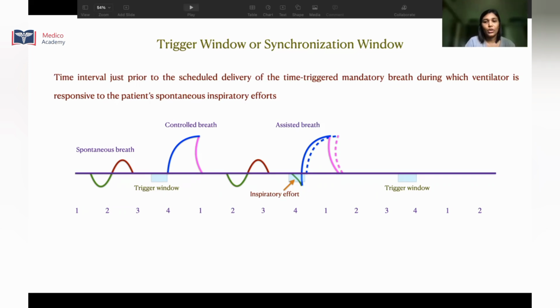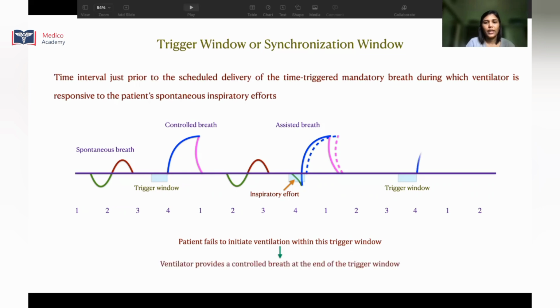trigger window. So in the next, you can see that if the patient fails to initiate ventilation within this trigger window, suppose there is no inspiratory effort from the patient side during the trigger window, then what? Then nothing. The ventilator will wait till the end of the trigger window and it will provide a controlled breath. So that is the concept of the trigger window. The trigger window basically helps in synchronization.